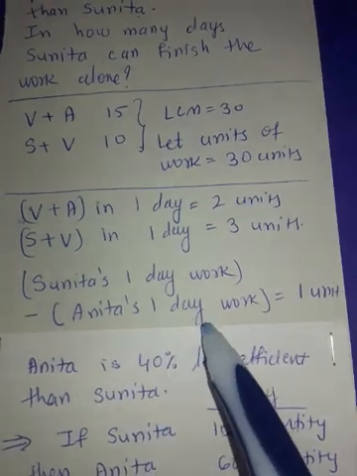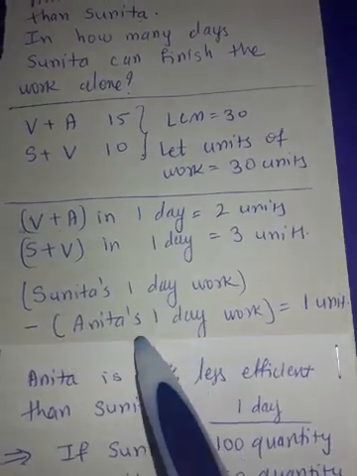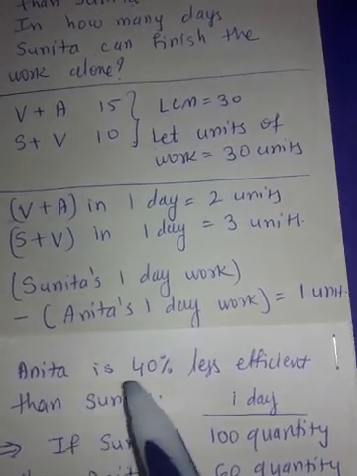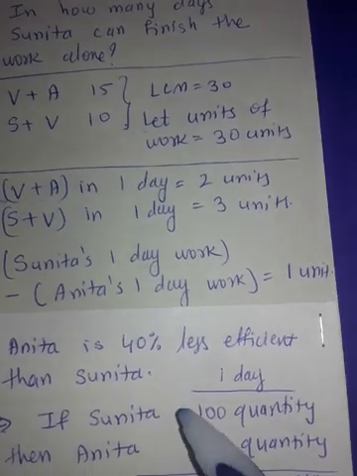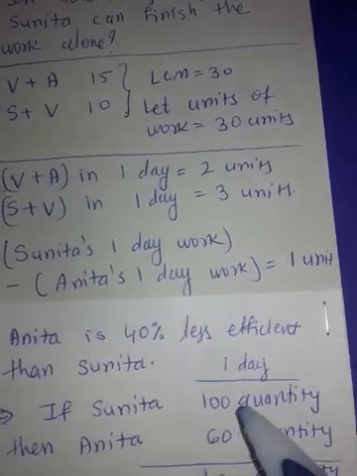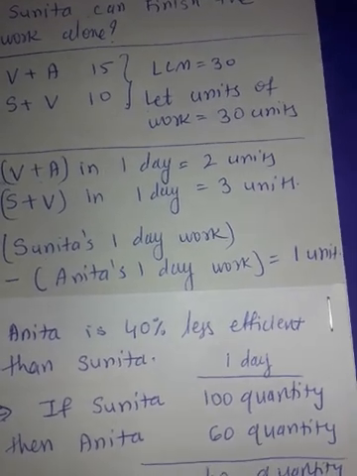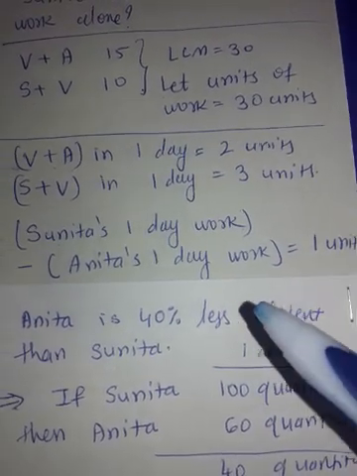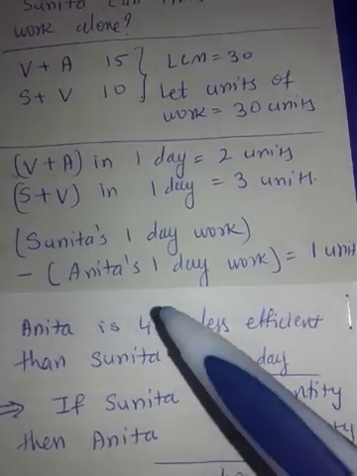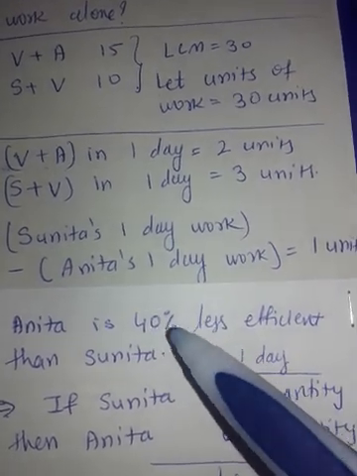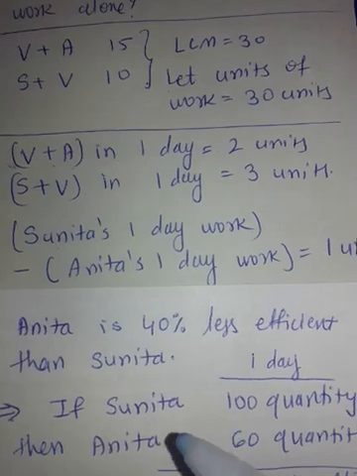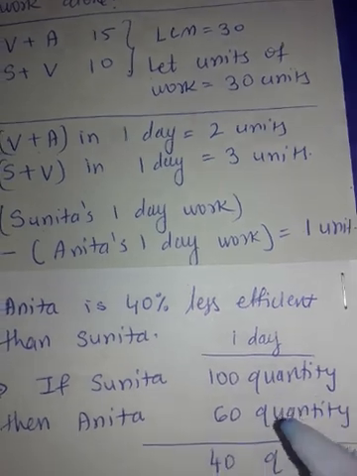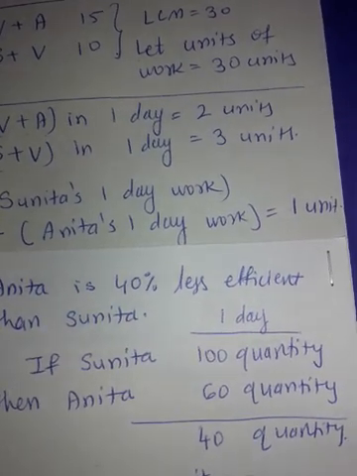So now we arrived at this conclusion. Sunita's one day work minus Anita's one day work is 1 unit. We are now given Anita is 40% less efficient than Sunita. So in one day, if Sunita finishes some 100 quantity of work, Anita will finish only 60 quantity. 40% less means what? 40 per 100. If Sunita is 100, Anita is 40 less. That Anita will be 60 and their difference will be 40 quantity.